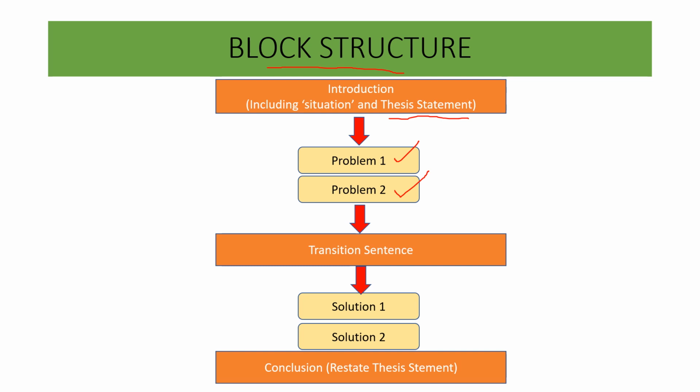And then in the second body paragraph, you need to write your transition sentence to show the transition between problems and solutions. In the last body paragraph, you need to provide two solutions, since you mentioned there are two problems earlier. And then lastly, in your concluding paragraph, you need to restate your thesis statement, and here you can provide some kind of hopes, suggestions or recommendations. So this is all about the block structure.